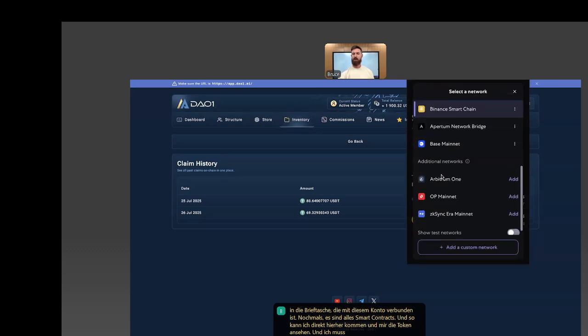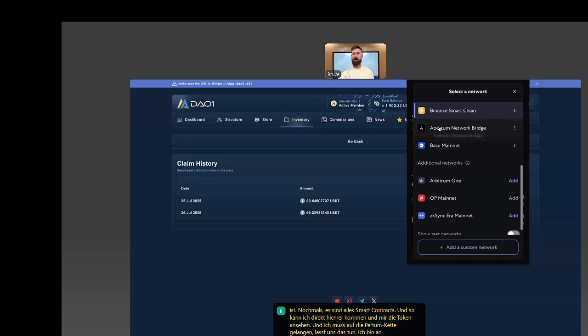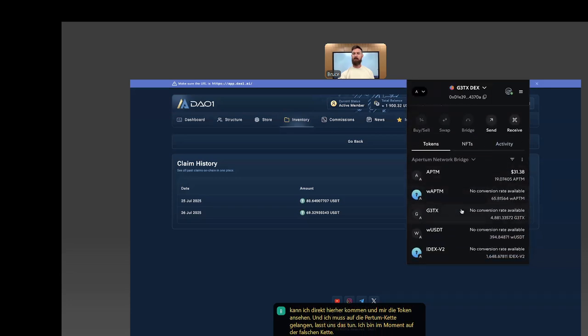Let's do that. I'm on the wrong chain at the moment. Apertum. And I can actually see from those two claims that were USDT value, I've now got a total of 65 wrapped Apertum. So I'm being paid back in the native coin. I'm being paid back on the coin that runs on the blockchain.